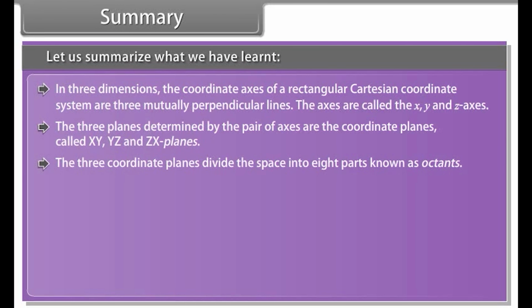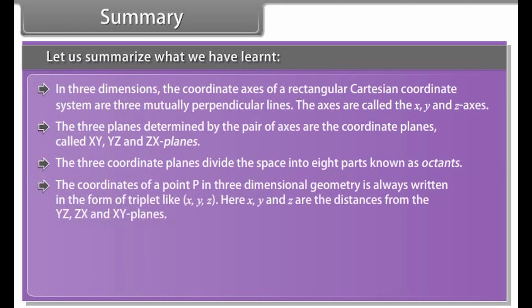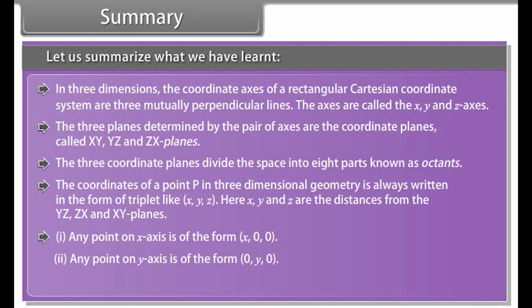The 3 coordinate planes divide the space into 8 parts known as octants. The coordinates of a point P in 3-dimensional geometry are always written in the form of a triplet like (x, y, z). Here, x, y and z are the distances from the yz, zx and xy planes. Any point on the x-axis is of the form (x, 0, 0). Any point on the y-axis is of the form (0, y, 0). Any point on the z-axis is of the form (0, 0, z).